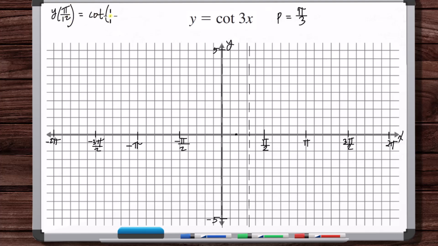Cotangent of 3 times pi over 12 is cotangent of pi over 4. And now we're going to need to actually plug in... let's see. Pi over 12, 2 pi over 12, 3 pi over 12 is what? Pi over 4. So we need to plug in pi over 4 into the function. So that's going to be cotangent of 3 pi over 4.